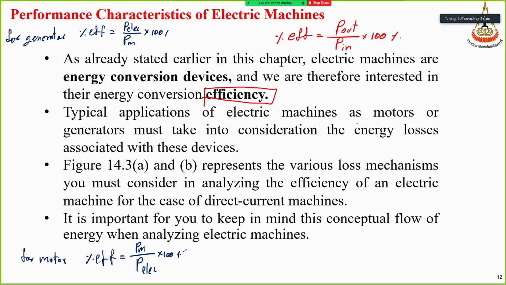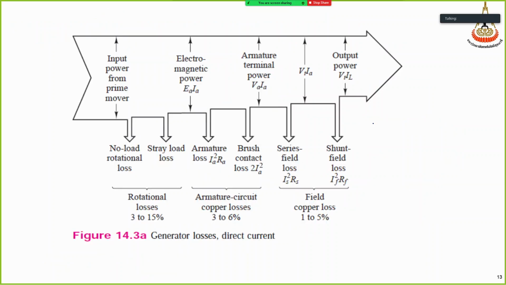If the efficiency of the equipment is low, it means there is a lot of loss; the energy loss is there. Loss depends on many factors of the machine, and this is an example of typical loss values for a generator. This is the direct current DC generator loss. For the generator, the power supply is mechanical power to drive this machine.